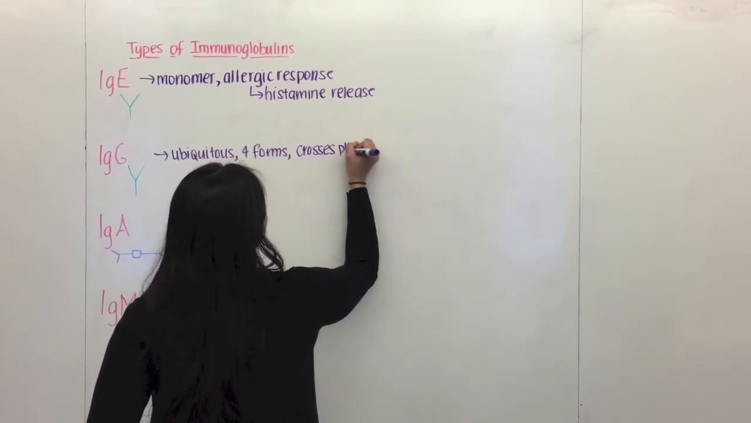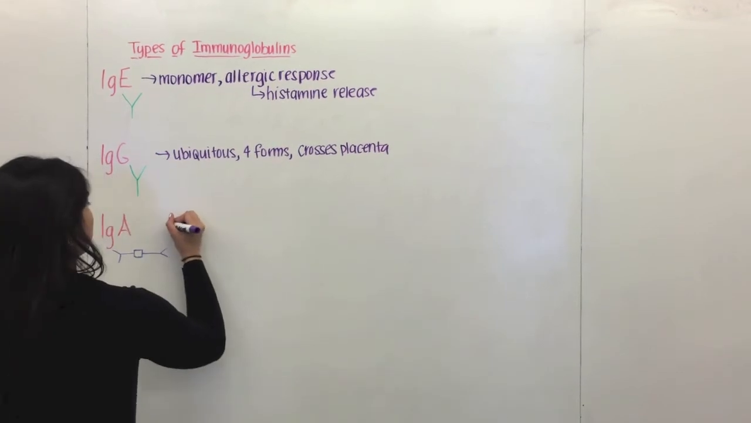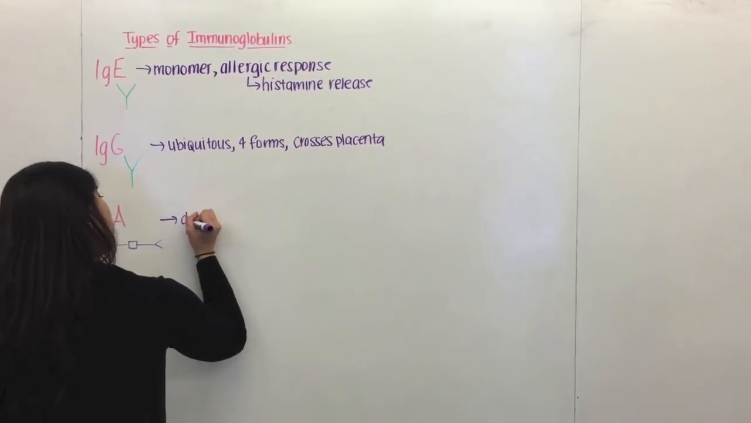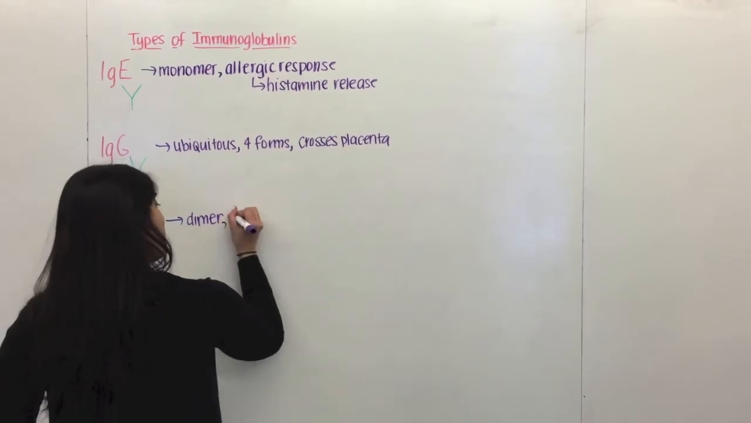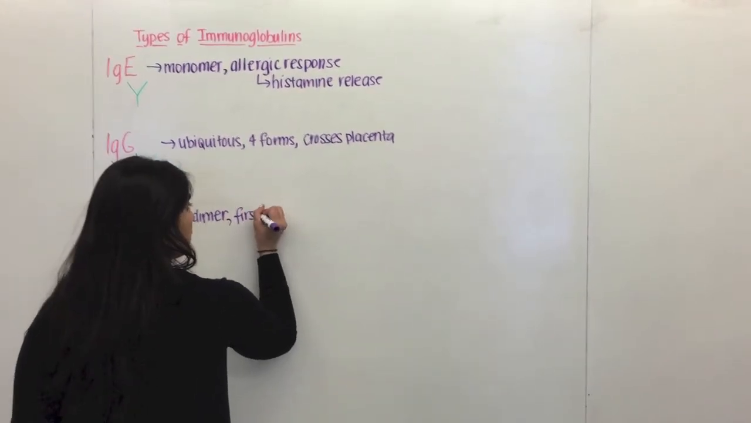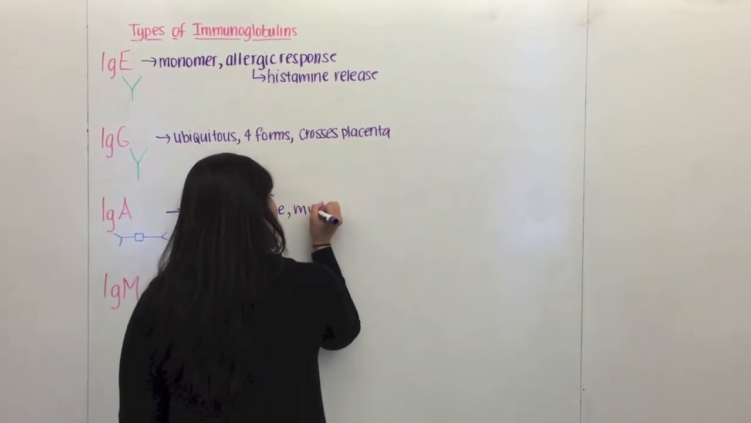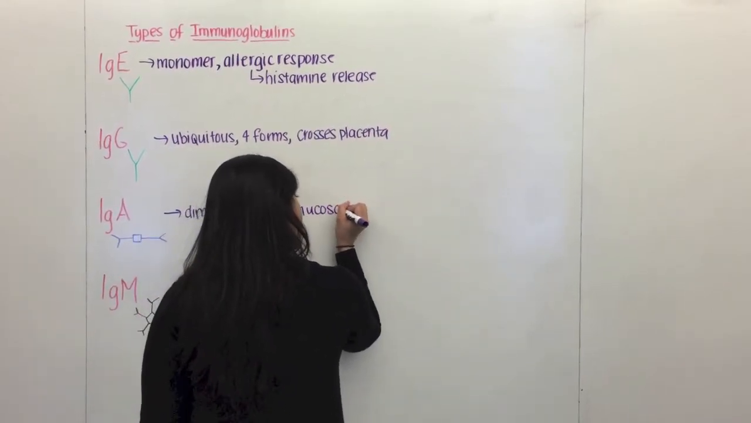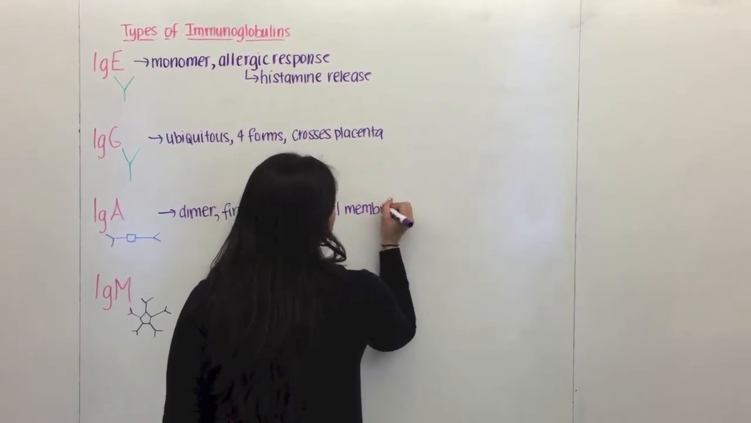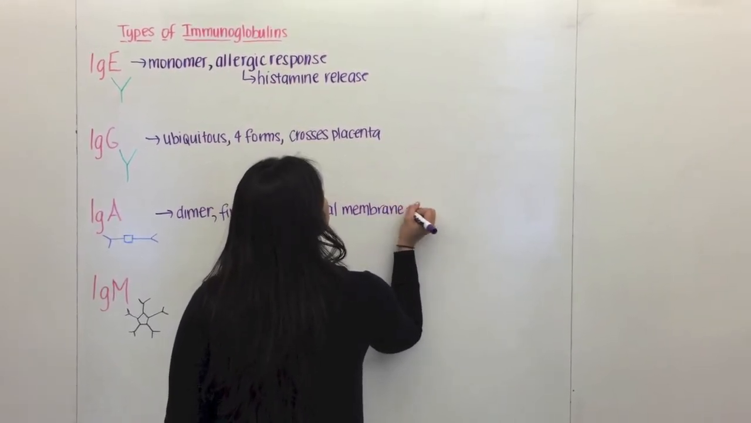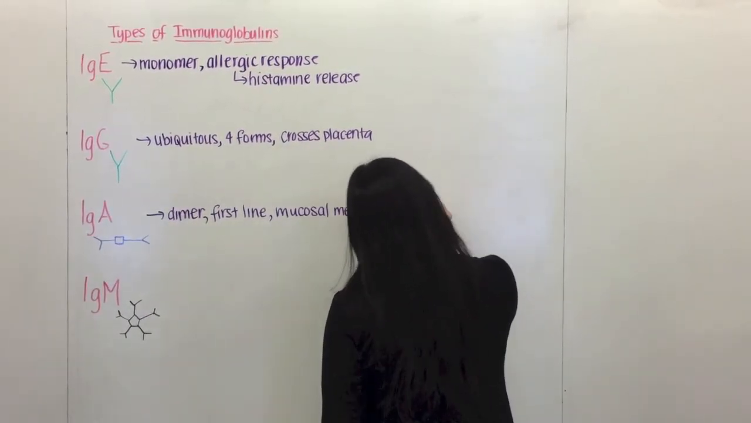Next we have IgA, which is a dimer, which means that there are 2 monomers attached at the ends. IgA is our first line immunoglobulin. It's mostly found in our mucosal membranes and it has the most exposure to allergens. So you'll find it in places like the gut, the respiratory tract, and the urogenital tract. And it also can be found in bodily secretions such as saliva, tears, and breast milk.